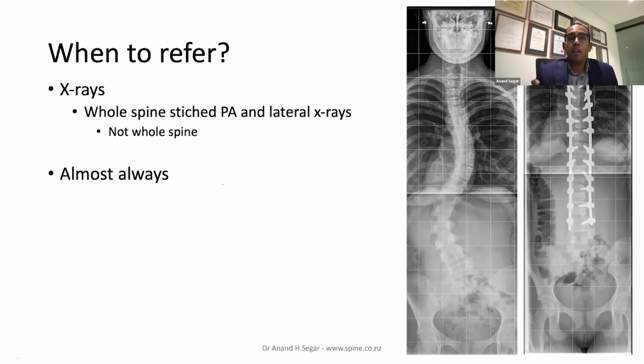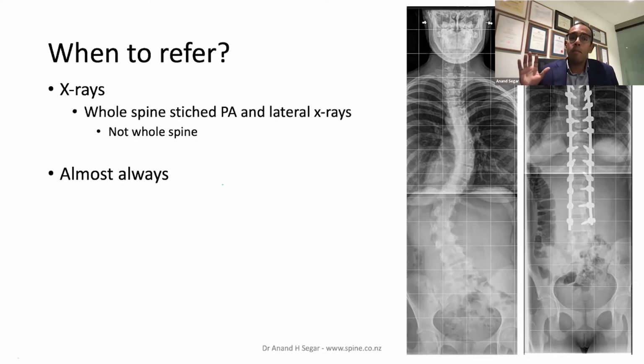The key is stitched. What I often get is whole spine x-rays, and that's just the patients come with neck, thoracic, and low back. And that is not really useful to us as spine surgeons, because it often undercauses scoliosis. So we get this whole spine stitched x-rays, and that unfortunately exposes the child to more radiation. So whole spine stitched PA and lateral x-rays.